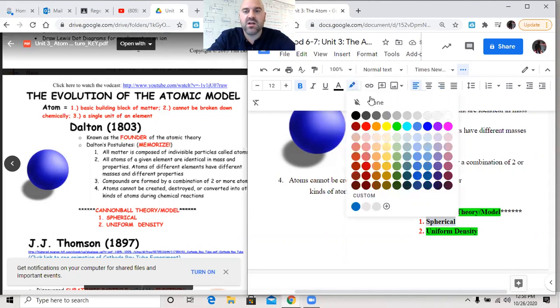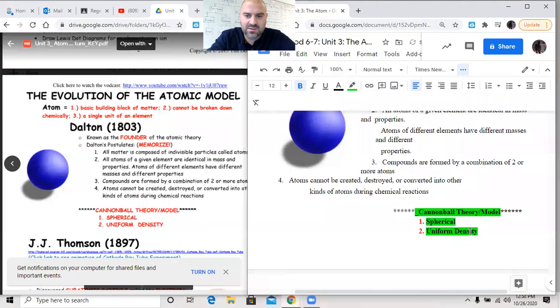He didn't talk about a nucleus, protons, neutrons, or something called electrons. We didn't talk about that back in 1803. Very basic from the get-go.